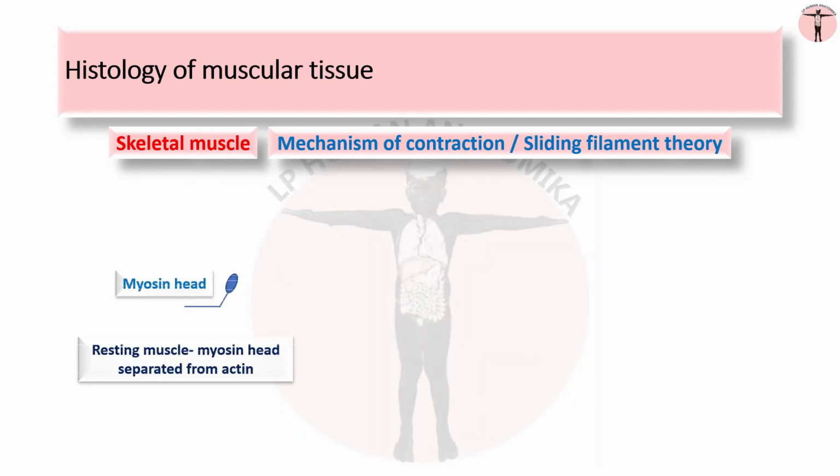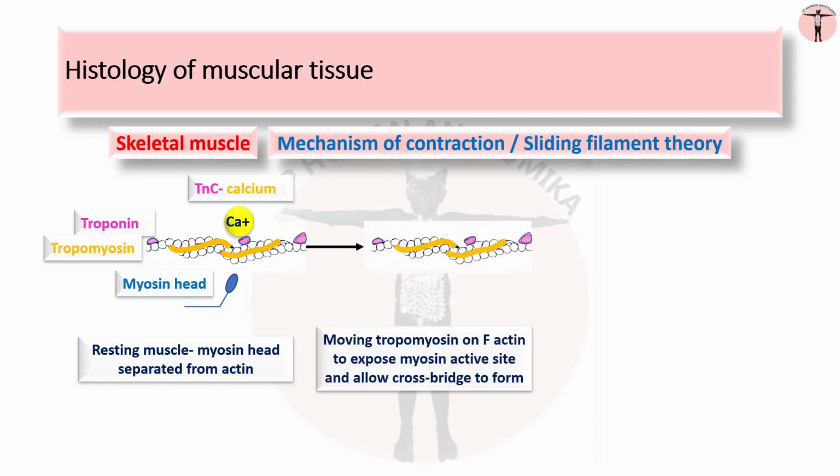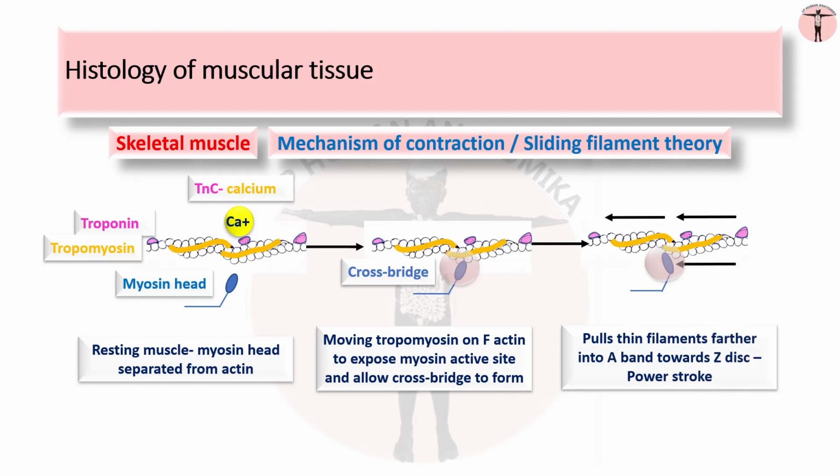In a resting muscle, the myosin heads cannot bind G-actin because the binding sites are blocked by the troponin-tropomyosin complex on the F-actin filaments. Calcium ions released upon neural stimulation bind troponin, changing its shape and moving tropomyosin on the F-actin to expose the myosin binding active sites and allow cross bridges to form. Binding with actin produces a conformational change or pivot in the myosin, which pulls the thin filaments farther into the A band towards the M line.